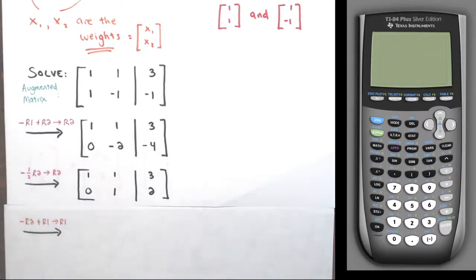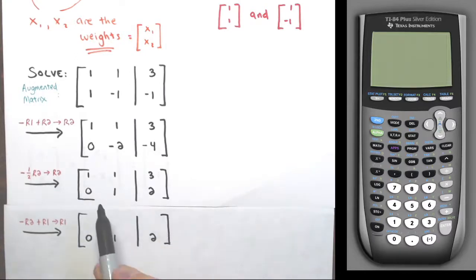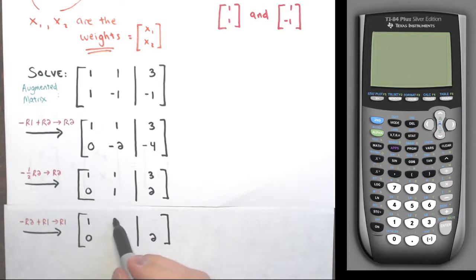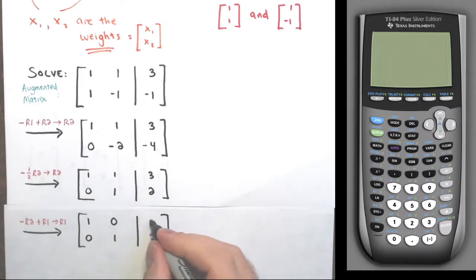All right, so row 2 is not changing. Row 2 isn't changing. So it's still 0, 1, 2. It's row 1, that is. Now that's still a 1, -1 times 0 is 0, plus 1 is still 1. Then -1 plus 1 is 0. And then -2 plus 3 is 1.